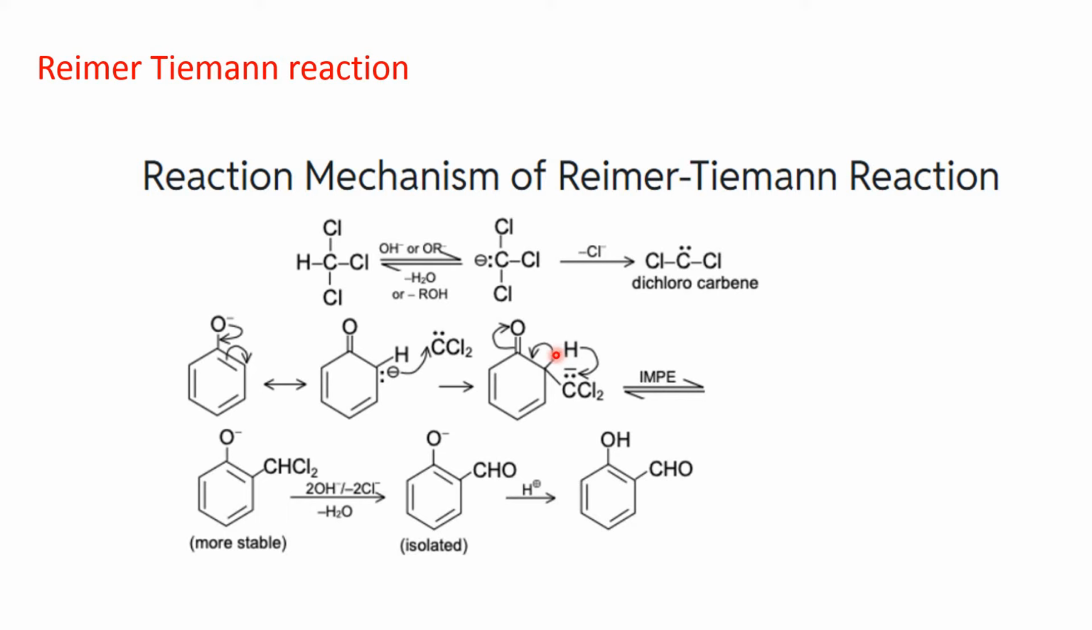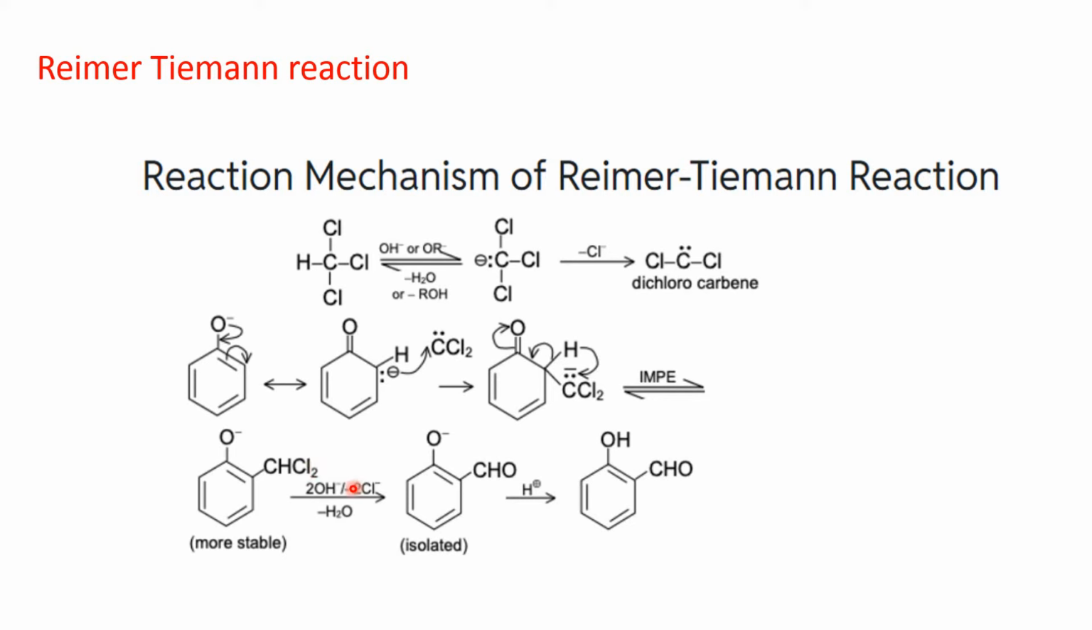When this H plus is removed, this bonded electron pair will come here, and this double bond, this pi bond, will shift to oxygen, and this H plus will be attached to this negatively charged carbon atom. Then what will we get? This is C6H5, this benzene ring, with O minus, and here it is CHCl2. Now, in presence of alkali, what will happen?